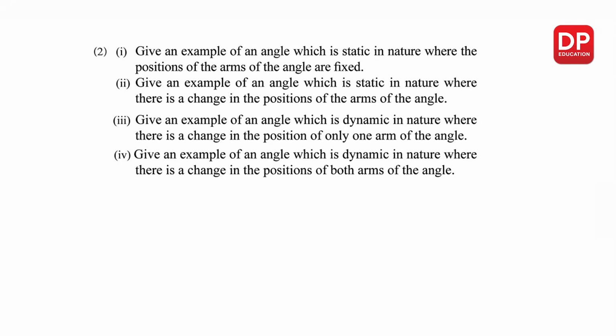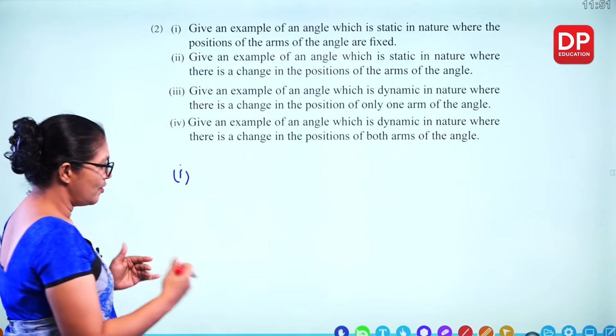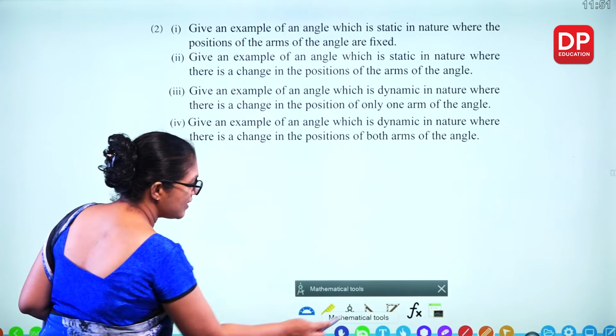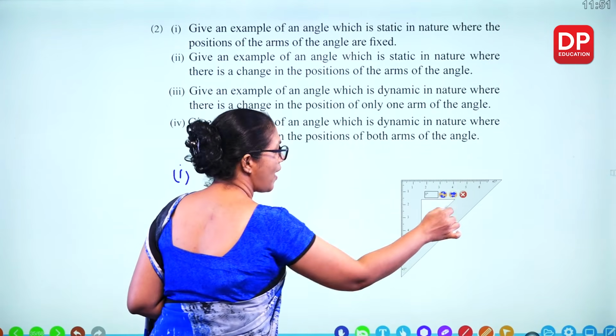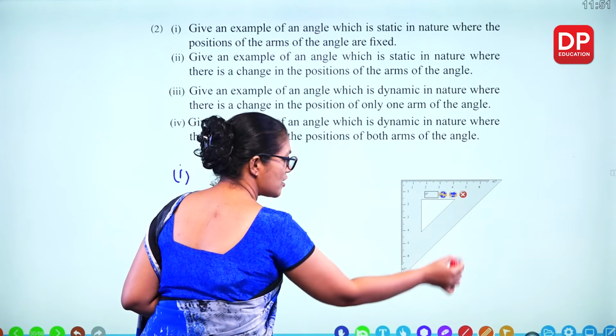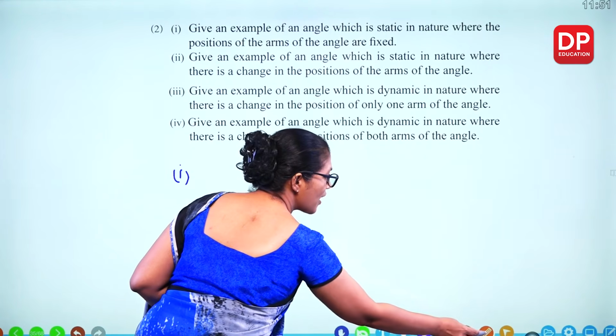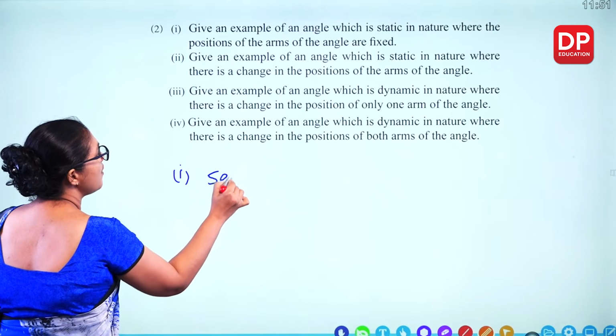Question number 2. Give an example of an angle which is static in nature where the positions of the arms of the angle are fixed, not moving. You can take a look at this. What is it? This is a set square. So not moving edges. So you can write set square.